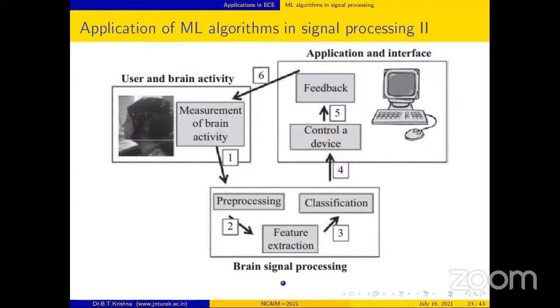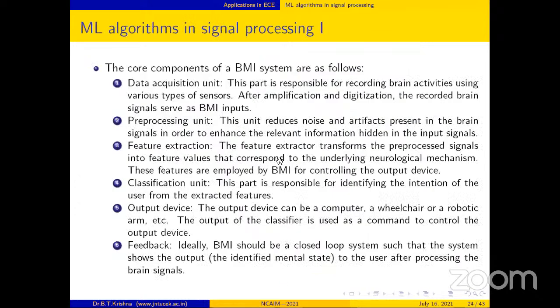I got one textbook which is written in 2020. This diagram is taken from that textbook. So let us see how this BMI is going to work by going through this slide. The first one is the data acquisition unit. As I told you, for any machine learning algorithm, first we have to provide some data. The brain activity can be monitored by connecting various types of sensors.